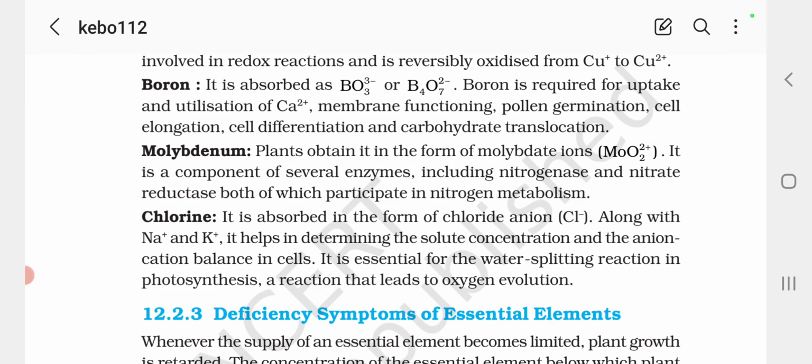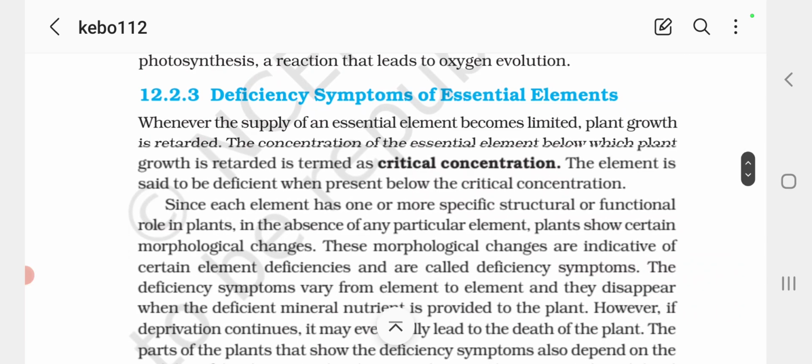Chlorine. It is absorbed in the form of chloride ion. Along with sodium and potassium, it helps in determining the solute concentration and the anion-cation balance in cells. It is essential for the water splitting reaction in photosynthesis, a reaction that leads to oxygen evolution.